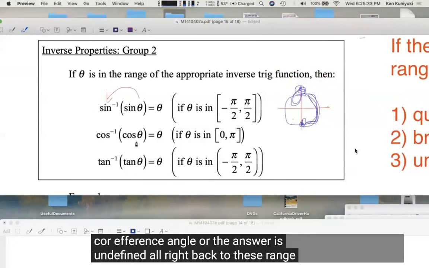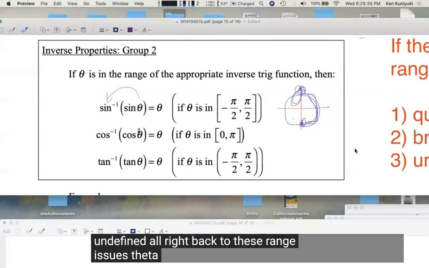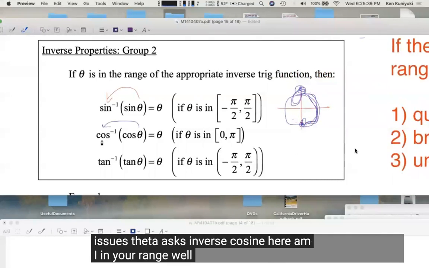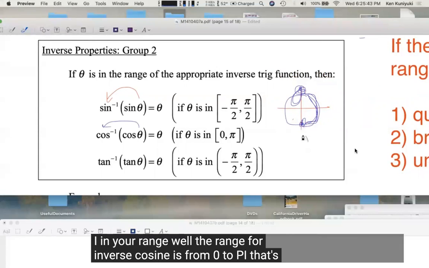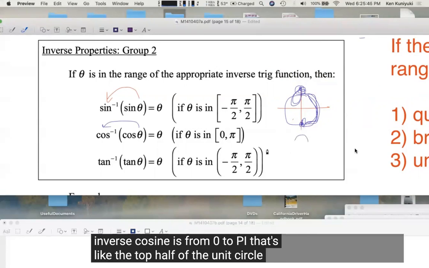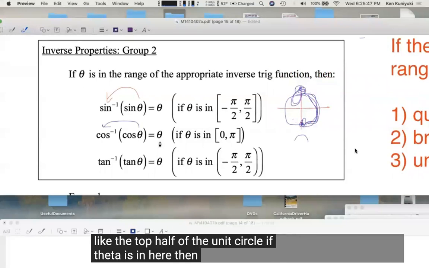Back to these range issues. Theta asks inverse cosine here, am I in your range? Well, the range for inverse cosine is from 0 to pi. That's like the top half of the unit circle. If theta is in here, then theta is the output.